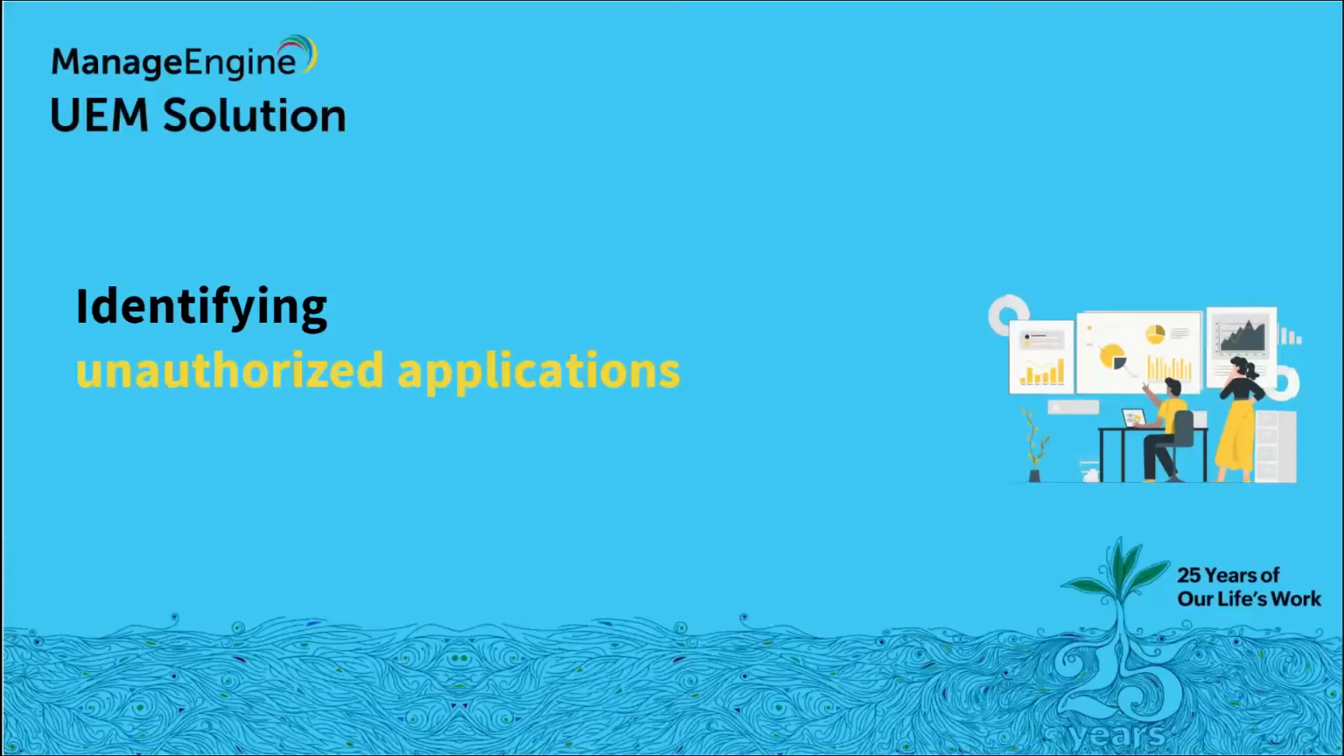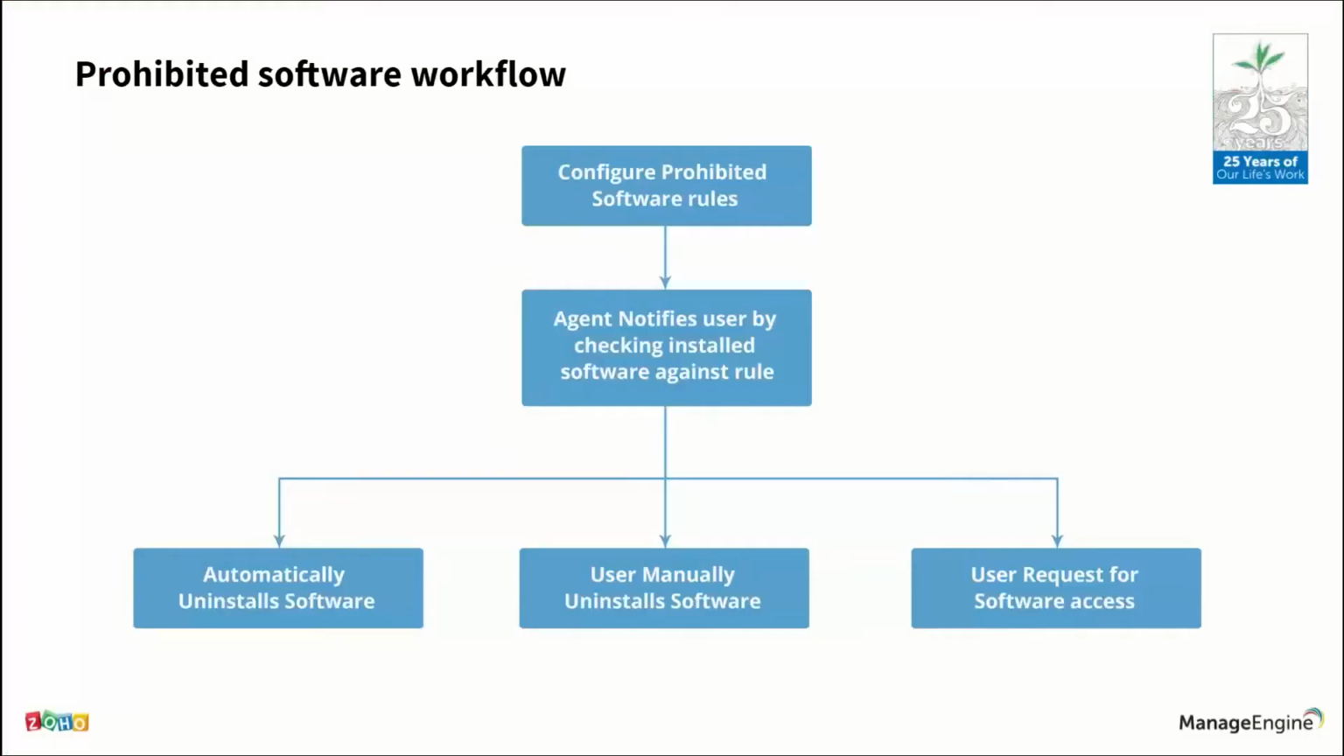kind of unauthorized applications are installed on an endpoint. Once you identify it, what are you going to do? Are you going to uninstall it? Are you going to prevent the end user from installing the same software again in the future? For these types of questions, we have an option under the inventory which is called the prohibited software.